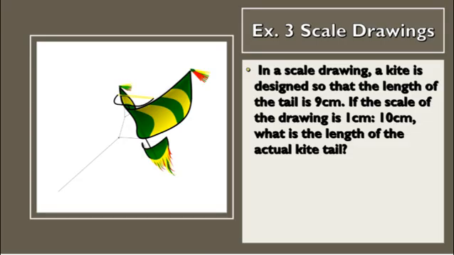Next one, in a scale drawing, a kite is designed so that the length of the tail is 9 centimeters. If the scale of the drawing is 1 centimeter to 10 centimeters, what is the length of the actual kite tail? So we will do the drawing to the actual, as drawing is to the actual. Now let's fill it in. The drawing, the length of the tail, is 9 centimeters.